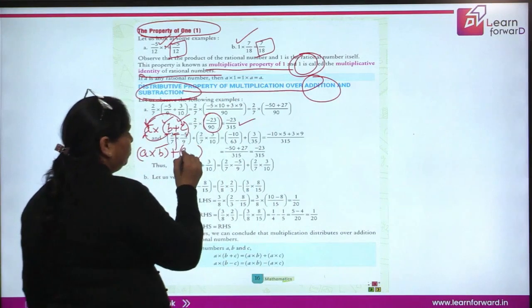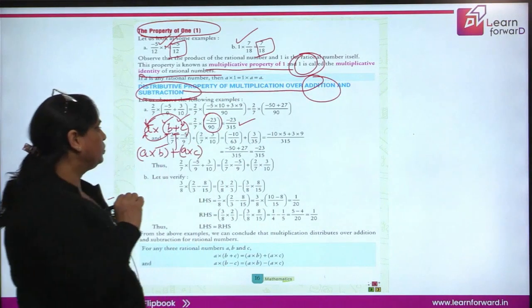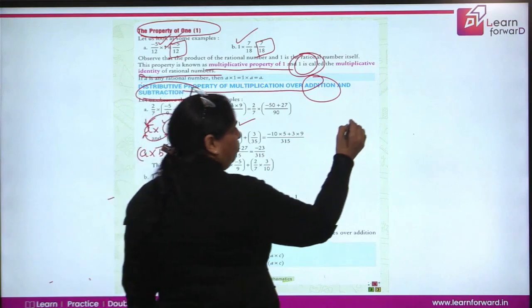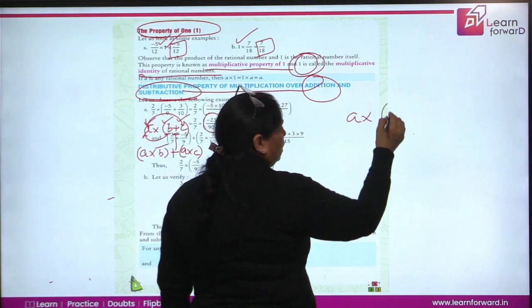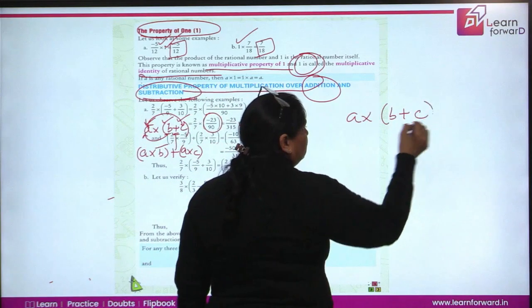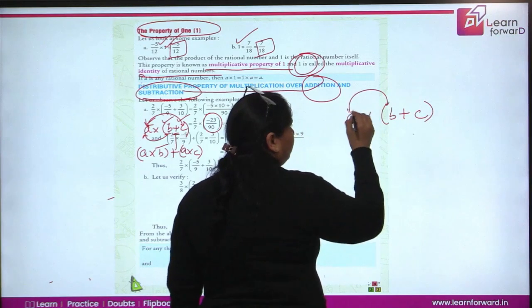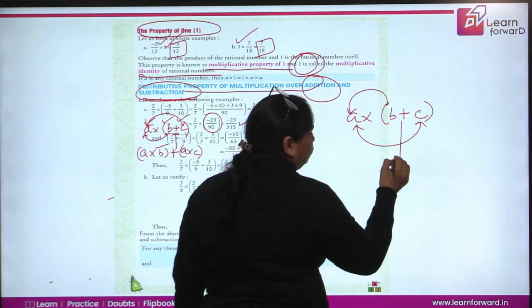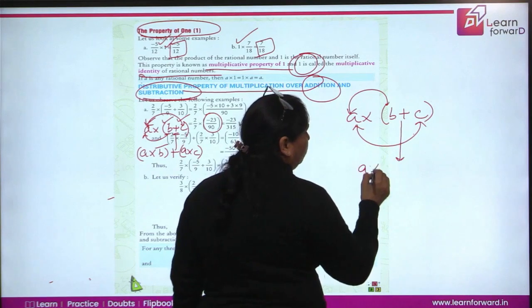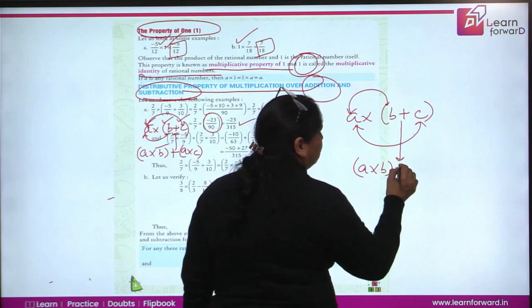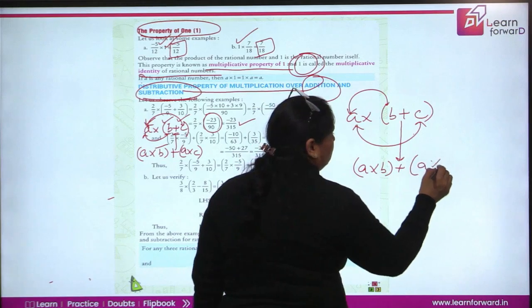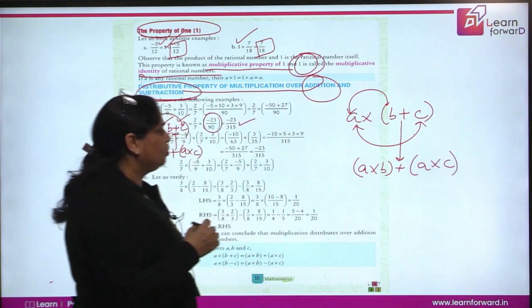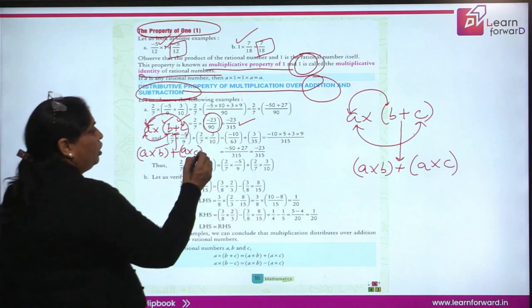A into C. A into B plus C. Then I am telling this A into B, A into C. This positive sign comes in between A into B plus A into C.